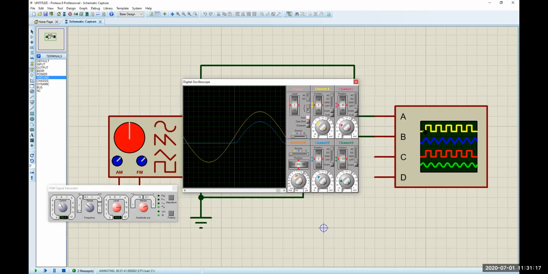Can you see the A is input, that is yellow? A is yellow, that means that is your input. Yellow one is your input.